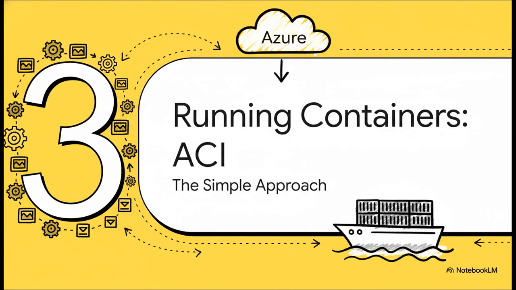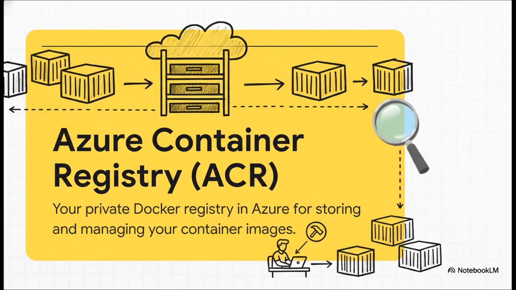Okay, so we're all on board. Containers are great. We get it. But how do we actually run them in Azure? Well, let's start with the absolute simplest, most direct way to get going. So before we can run a container, we need a place to keep its blueprint. That's called the container image. In Azure, that place is the Azure Container Registry, or ACR. The easiest way to think about it is like a private GitHub, but for your Docker images.